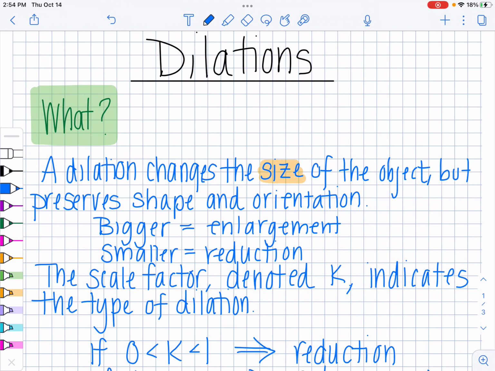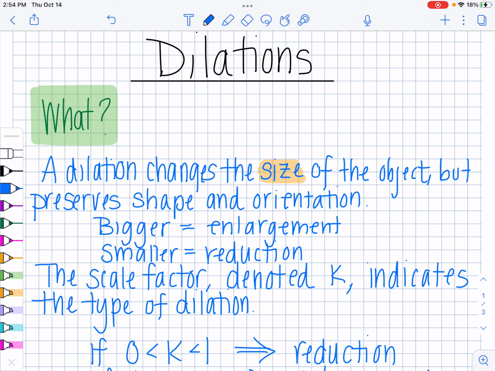In this video, we're going to talk about a dilation. So what is a dilation? A dilation is a special type of transformation that changes the size of the object but preserves the shape and the orientation. You want to think about it as if you were using a copy machine and making a picture either bigger or smaller.